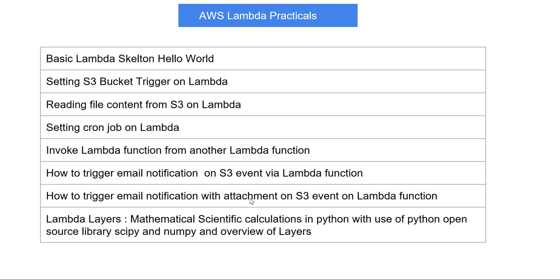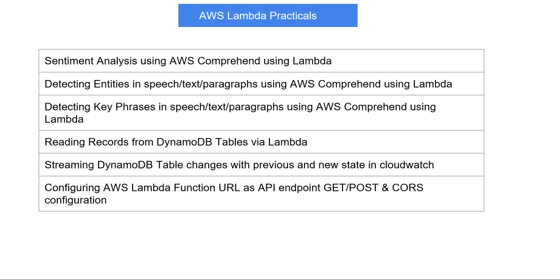How to trigger an email notification with attachment on an S3 event via a Lambda function. So with the help of Lambda, you can send email communication also, and you can put some attachment in the email itself. That we can do. There are also Lambda layers that we discussed, like if we are using some external libraries that our script is going to use, that we are going to consume with the help of Lambda layers. So these are the practical sessions.